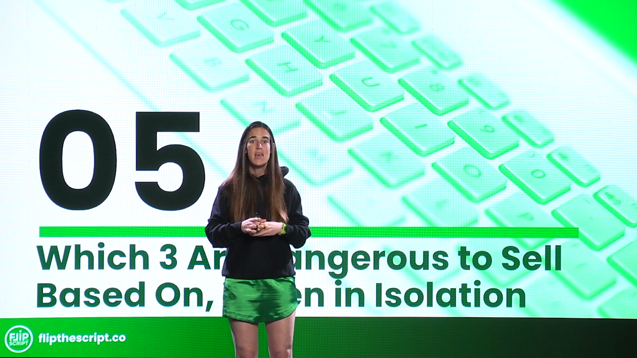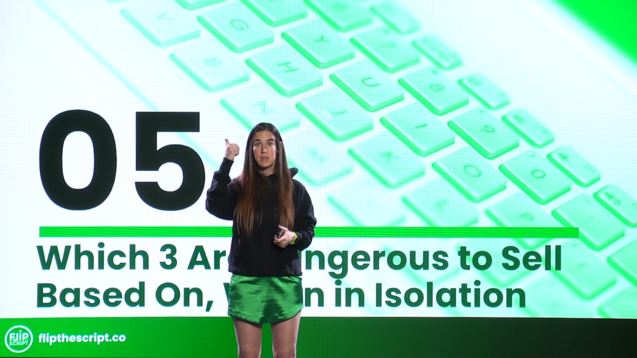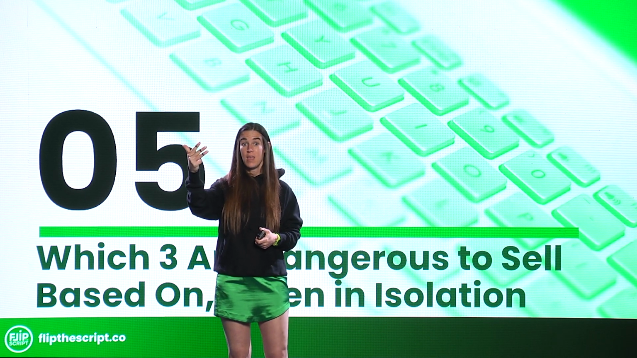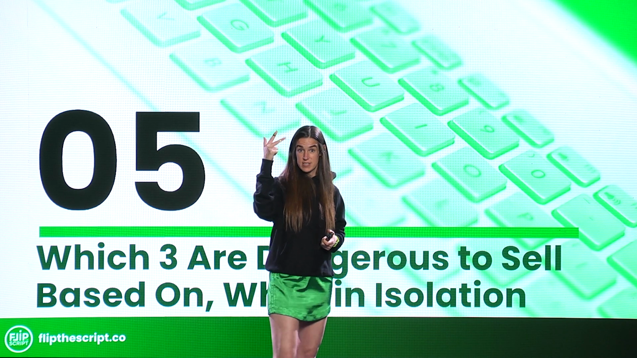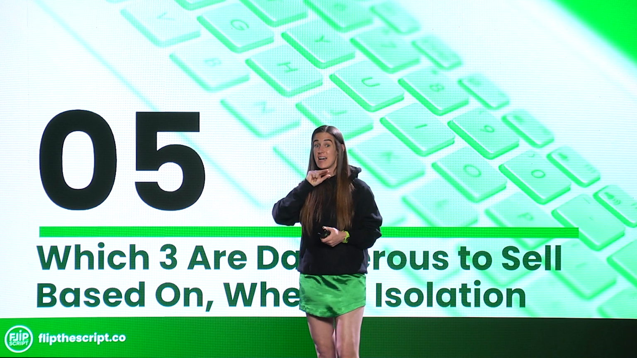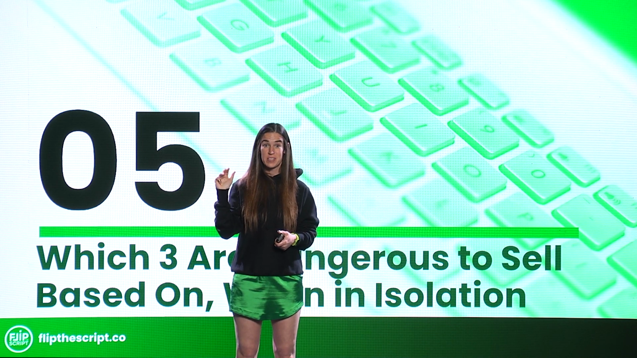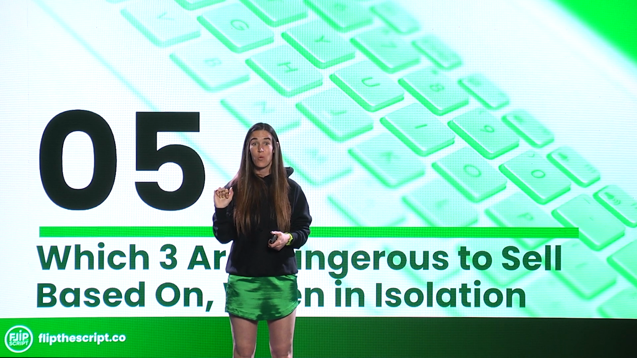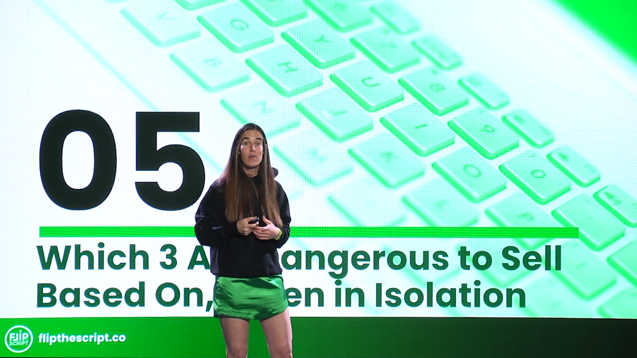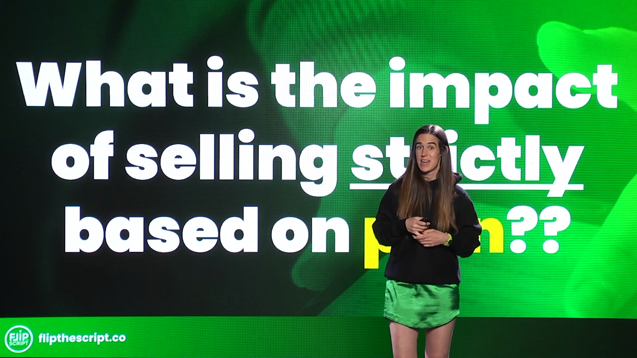But apart from those, I want to go into which 3 out of symptom, sign, pain, and problem are dangerous to sell based on, strictly, if you're selling based on that in isolation, and which one will always do you the most favors. I think you're already getting a hint on which one it is. And then we're going to transition into the 11 types of this type of thing.